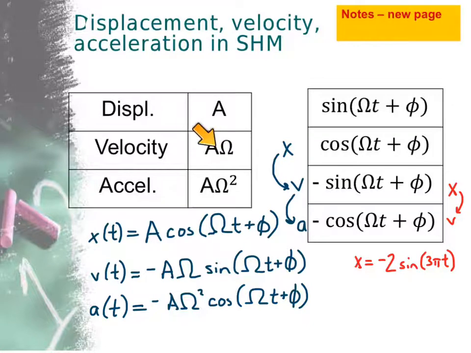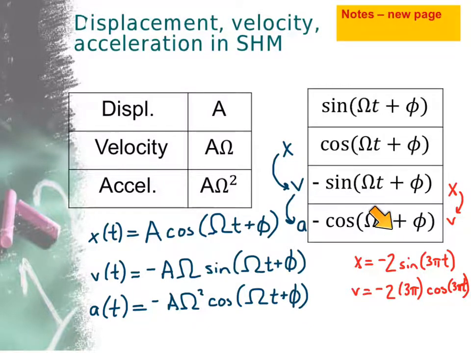Out in front is going to have A omega instead of A. So instead of -2, I am going to have -2 times omega. Well, omega is the coefficient in front of t, so I am going to have -2 times 3 pi. So let's write that out: v equals -2 times 3 pi times cosine of 3 pi t. What if I want to go one step further and write acceleration?